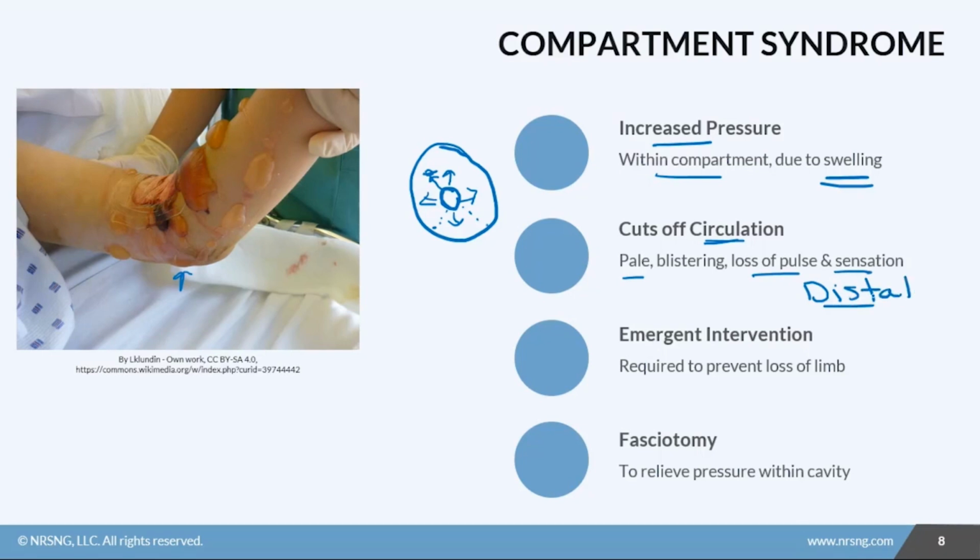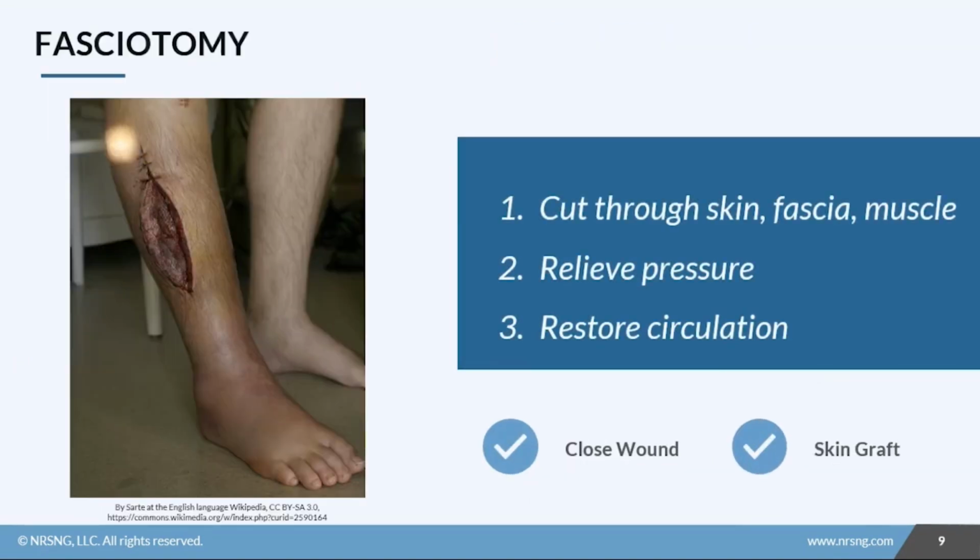This is an emergency because they have the risk of losing that limb. So we need emergent intervention so we can prevent loss of limb. The main intervention for compartment syndrome is called a fasciotomy. It helps relieve pressure within that cavity. So a fasciotomy is when the surgeon literally takes a scalpel and cuts through the skin, through the fascia, and into or even through the muscle. That allows that pressure to be relieved so circulation can be restored.